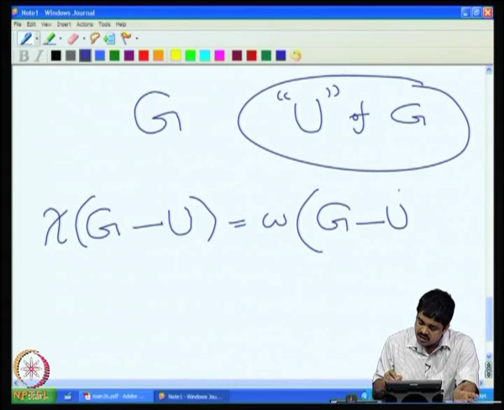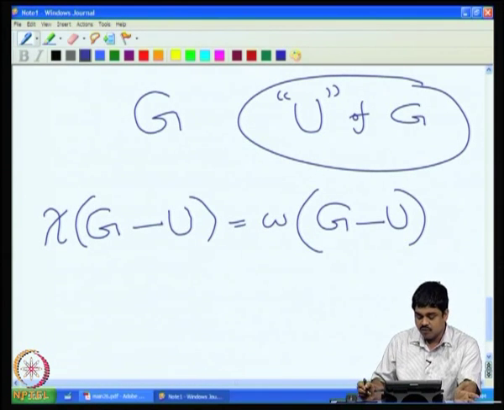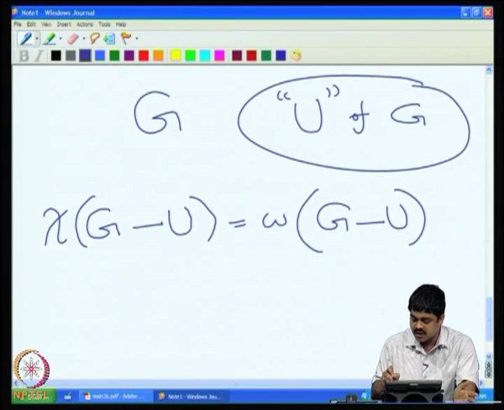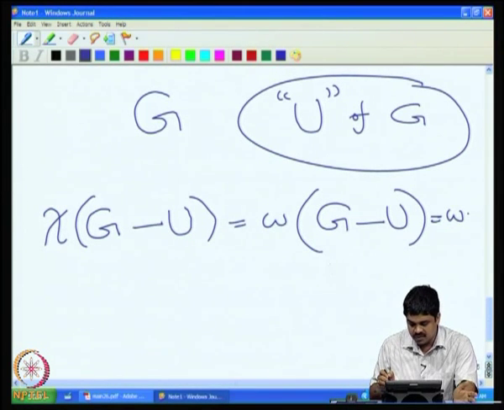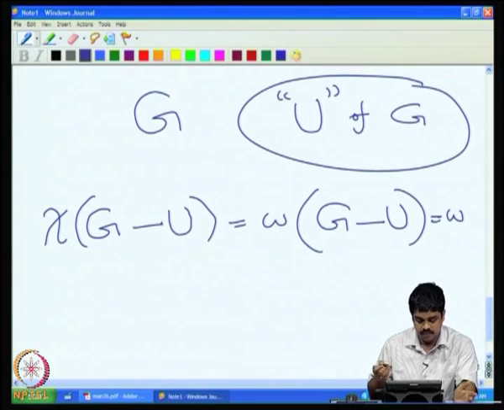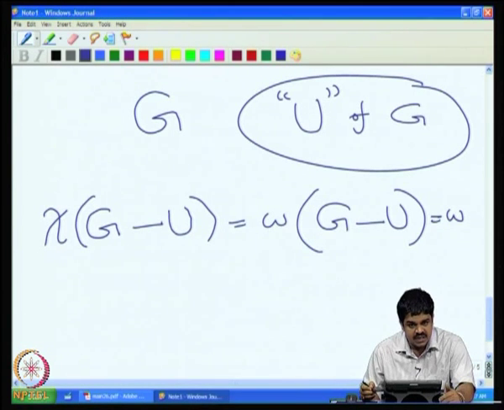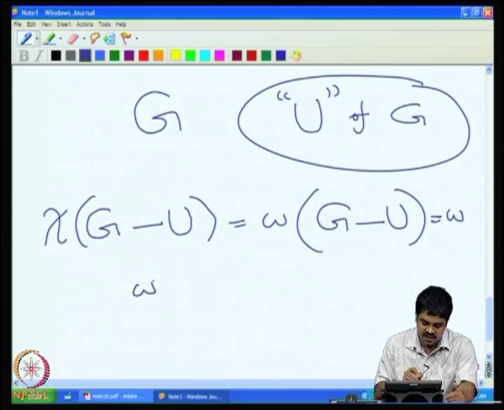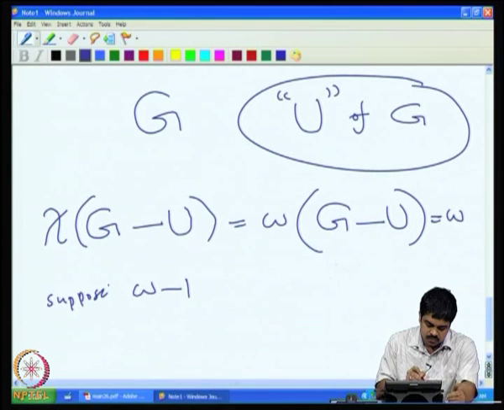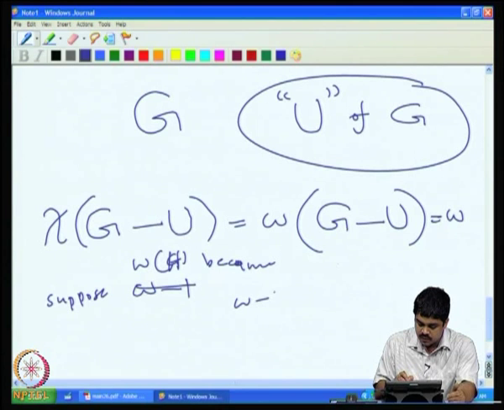Now, can we tell anything more than this? Can we tell what is the actual value of this thing? With some thought we can see that it has to be omega. Is it trivial? You started from G and removed some vertices. So, the clique number can only reduce, it can remain the same, but we are saying that it has not reduced. Suppose it has reduced, suppose it has become omega minus 1 or less. Sorry, omega of H became, so if G minus U is H, omega minus 1 or less, then what will happen?